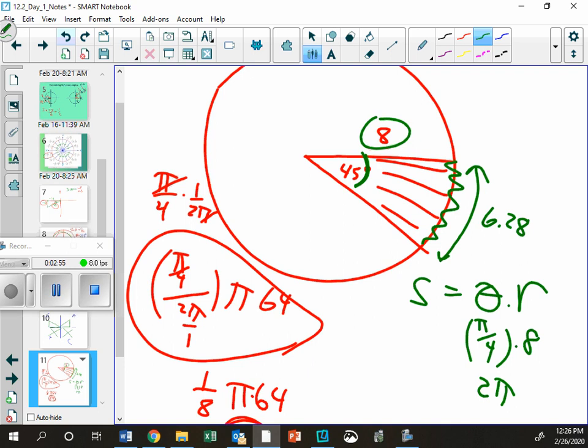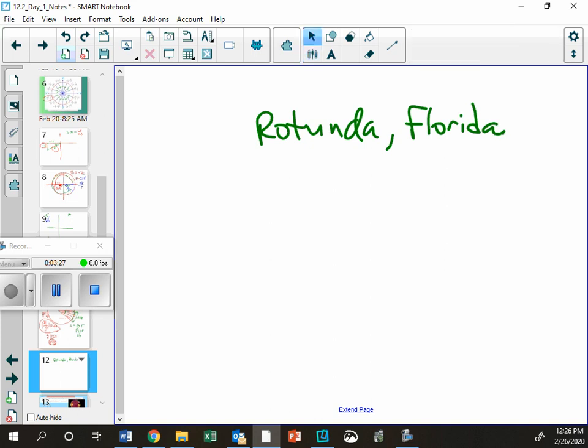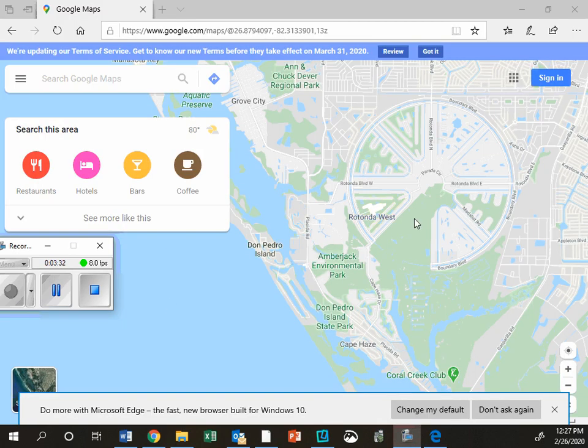Here's the last piece. Let's say this was a person that was running, and they ran around a big circle. There are neighborhoods that are in the shape of a circle. If you go to Google Maps, do you guys have that preloaded on your iPads? All right, take just a second, just because it'll be fun. Everybody go to Google Maps and type in Rotunda, Florida. I will see if I can get that to pull up on the screen. Pausing for a second here. All right, so here's Rotunda, Florida.